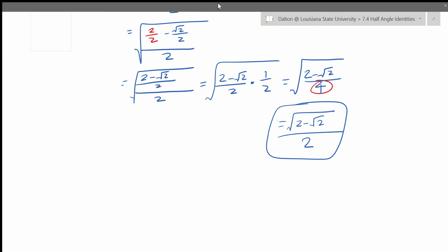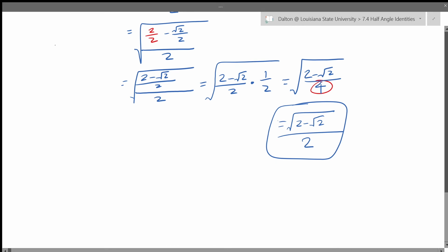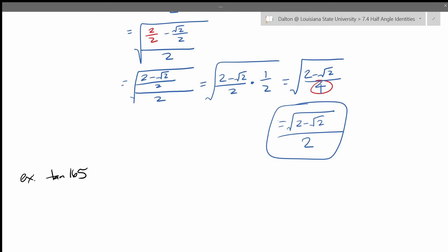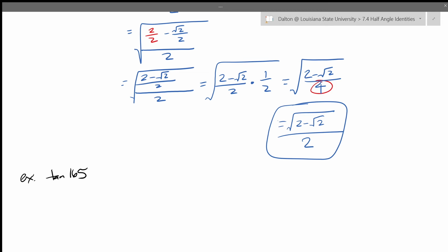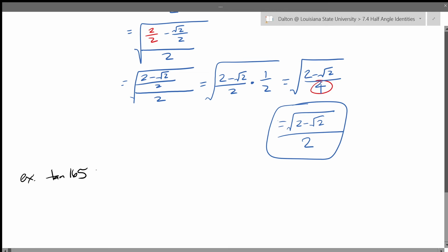All right, last one will be a tangent example. And it's going to be to find the tangent of 165. So again, let's note that 165 is not on the unit circle. Therefore, I need to find an angle that is on the unit circle. And again, because this is a half angle lesson, I know that I can write it as a half angle if I just multiply it by 2. So this is the same thing as 165 times 2 is 330 divided by 2. All right, so 330 divided by 2 gets me back to 165.